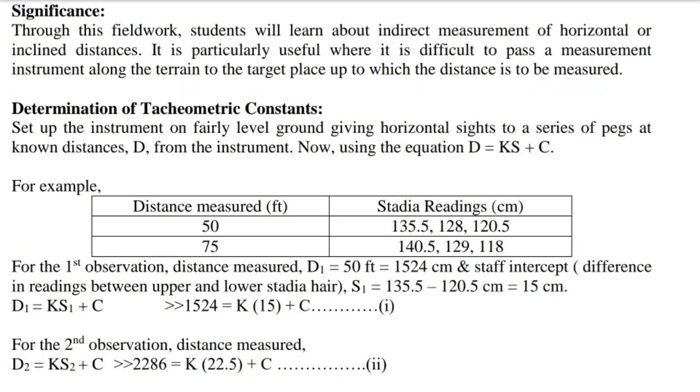Significance. Through this fieldwork, students will learn about indirect measurement of horizontal or inclined distances. It is particularly useful where it is difficult to pass a measurement instrument along the terrain to the target place up to which the distance is to be measured. Determination of tacheometric constants. Set up the instrument on fairly level ground, giving horizontal sights to a series of pegs at known distances d from the instrument. Now use the equation D = Ks + C.